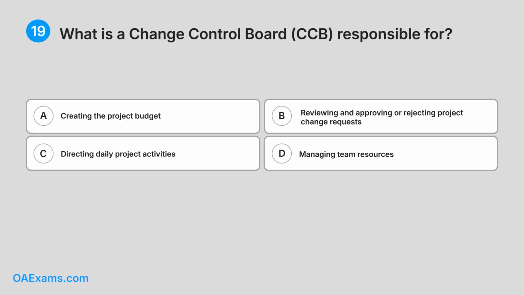19. What is a Change Control Board, CCB, responsible for? A. Creating the project budget. B. Reviewing and approving or rejecting project change requests. C. Directing daily project activities. D. Managing team resources. Can you guess the answer?